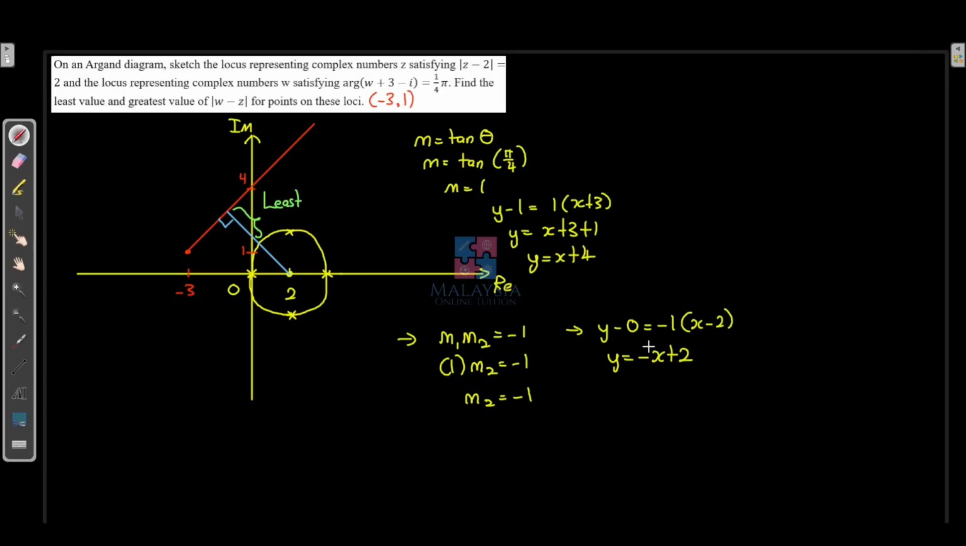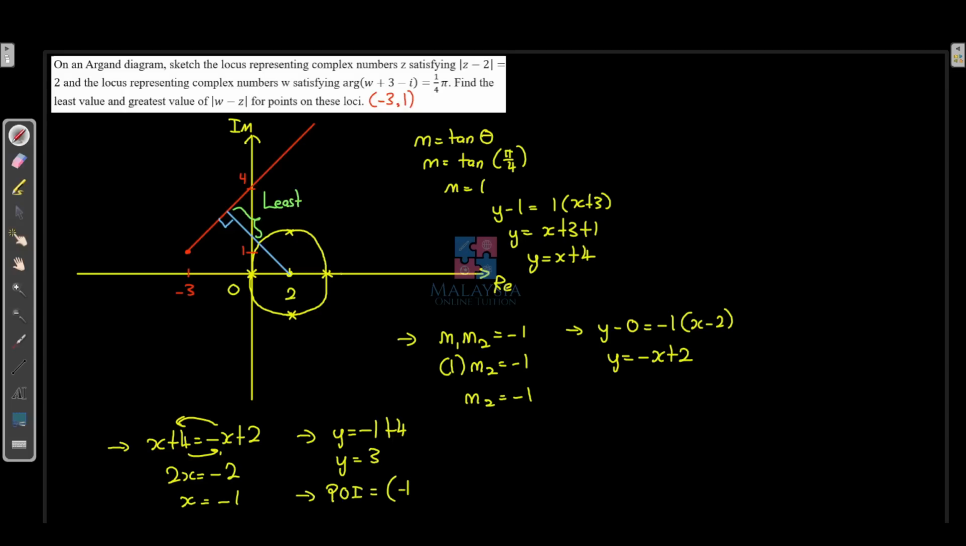So now we can find the intersection between the red and the blue line so that we know the point that they intersect, and then we can find the shortest distance, just like that, okay? So now, equating the two equations, x plus 4 equals negative x plus 2, and then shifting, we get what? 2x equals negative 2, so x equals negative 1. Okay, so now we know the x coordinate, we need to find the y coordinate. So y equals negative 1 plus 4, so we get y equals 3. So the point of intersection, POI, is going to be (-1, 3).